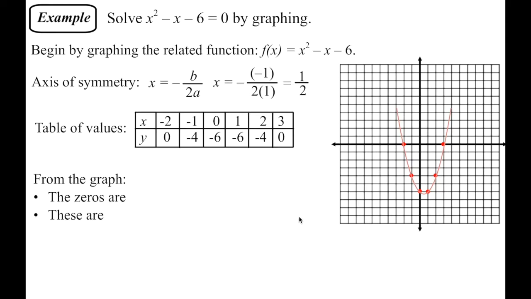So from the graph, the zeros are the points where it crosses the x-axis right here, and so they cross exactly on negative 2 and positive 3. You can get that from your table as well, negative 2, 0 and 3, 0, and those two are called the zeros, and they are also referred to as the solutions to the quadratic equation. So when we're solving a quadratic for x, we're looking for where it crosses the x-axis.